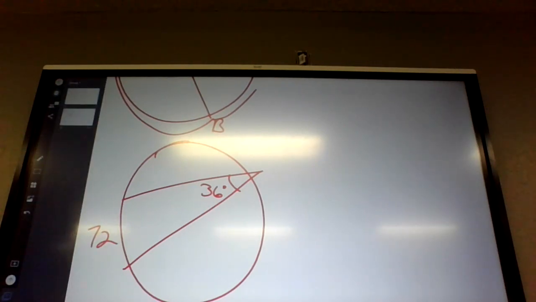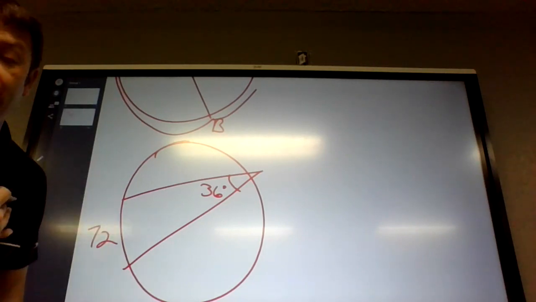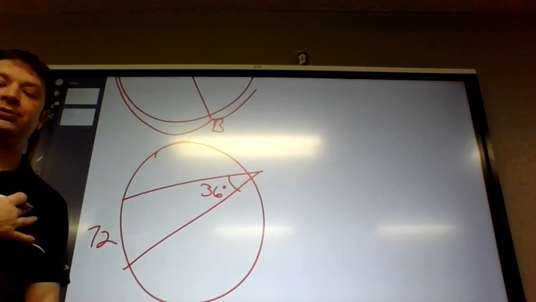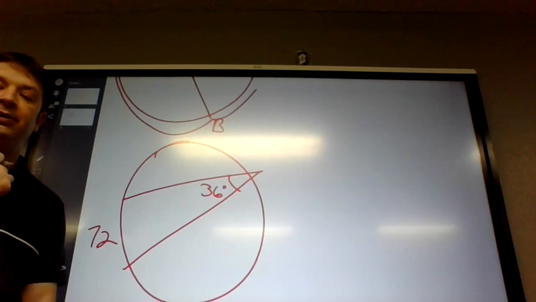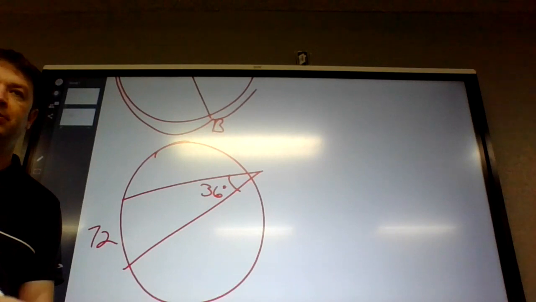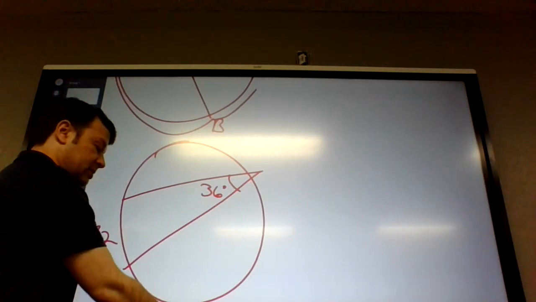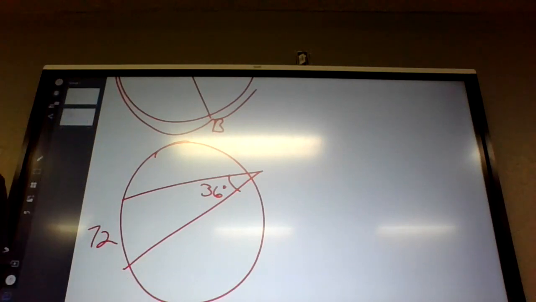How do you find the 72? JL is a diameter. It's cutting the circle in half. So that means there should be 180 degrees on the left side of that diameter. So we did 180 minus 108.